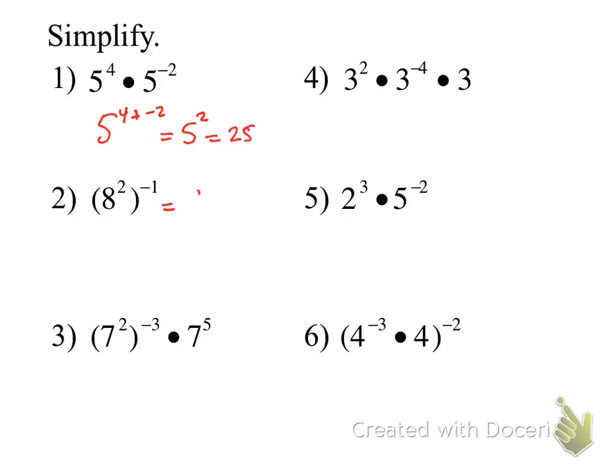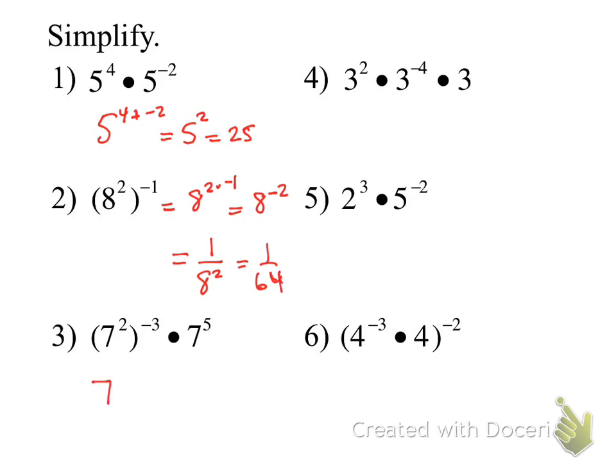Next one, what am I going to do? 8 to the 2nd power, plus 1, outside, inside, times negative 1. So what does that make? 8 to the -2, which equals 1 over 8 squared, which is 1 over 64. You get the idea?